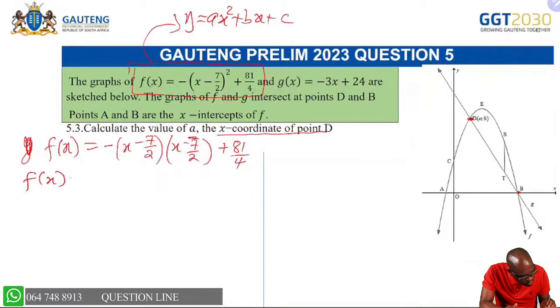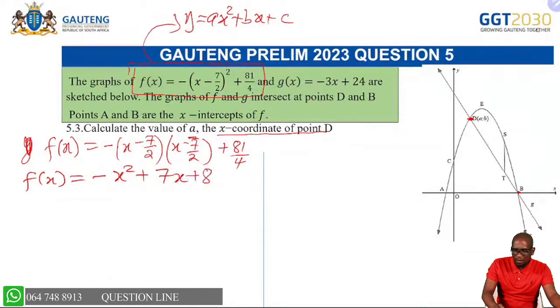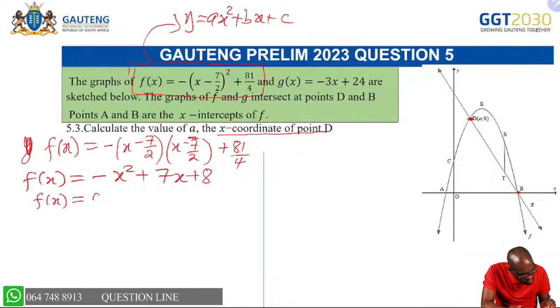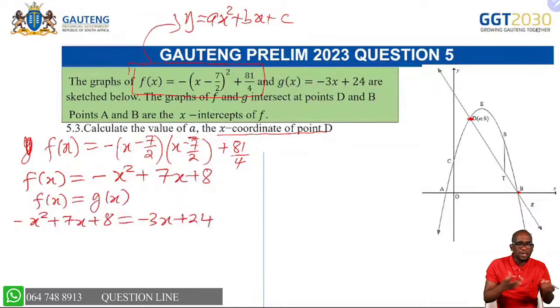This would work out to negative x squared plus 7x plus 8. Then now you can equate f of x to g of x. So now we have minus x squared plus 7x plus 8 is equal to minus 3x plus 24. Remember, you are equating them because at the point of intersection, the graphs have the same y value and the same x value. So you are equating the y values so that you find the x values.